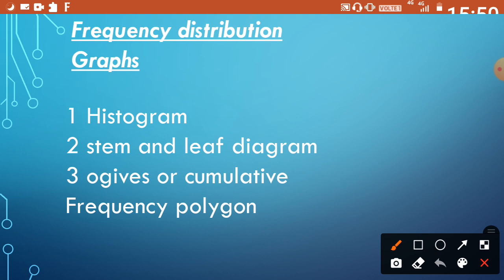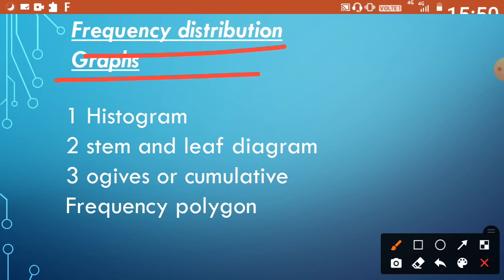In the upcoming slides we are having a lot of problems, so there I will tell you what the frequency is if you are unable to understand it. So in frequency distribution graphs we focus a lot on frequencies. We can say that we prioritize the frequencies in frequency distribution graphs.